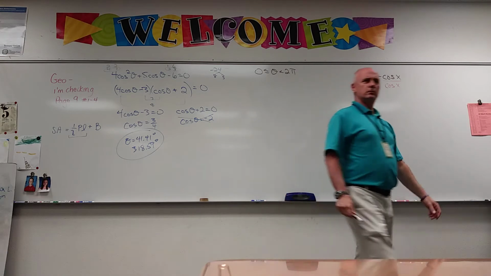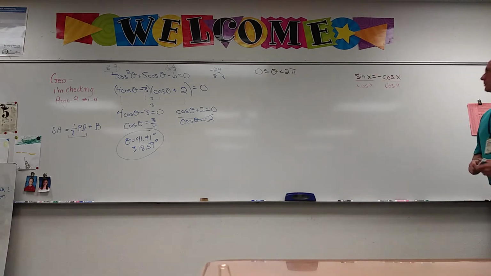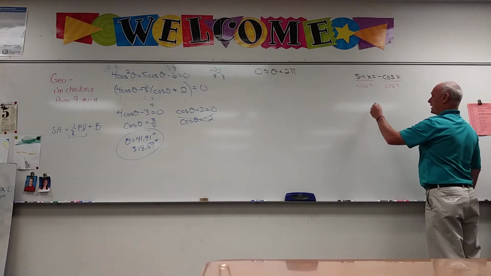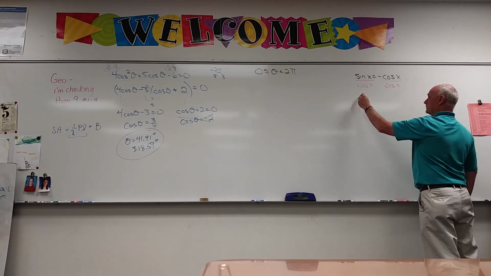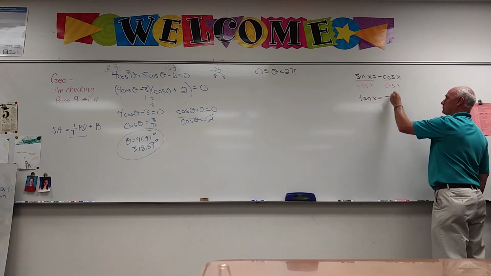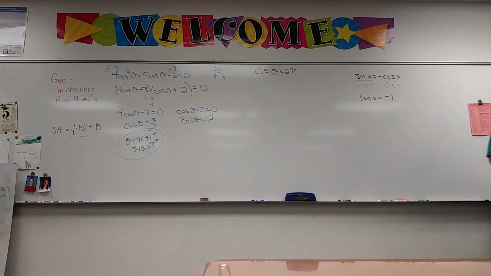Does that help? I thought identities too, but I don't think we can. What's the left side? Tangent of x. And what's the right side? Negative 1. And that problem just got a whole heck of a lot easier, didn't it?